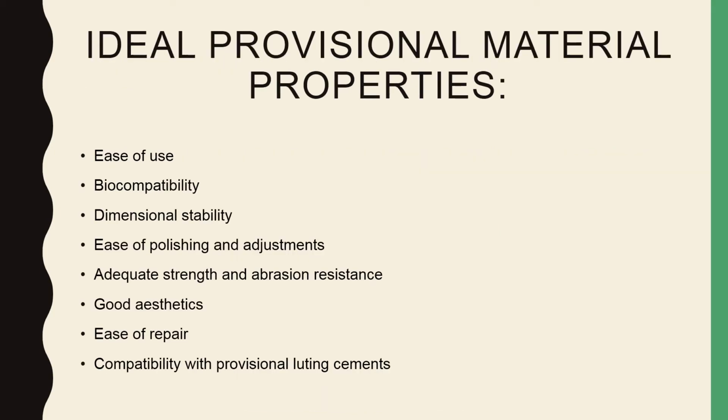The properties of an ideal provisional material are ease of use, meaning having adequate working time, setting time, and moldability. Biocompatible, which means non-toxic, non-allergic, and non-exothermic. Dimensionally stable, easy to polish and adjust, have adequate strength and abrasion resistance, have good aesthetics, which means color stability and translucency, easy to repair in case of fracture or chipping, and compatible with the provisional luting cements.